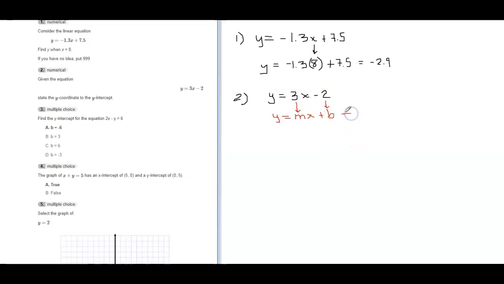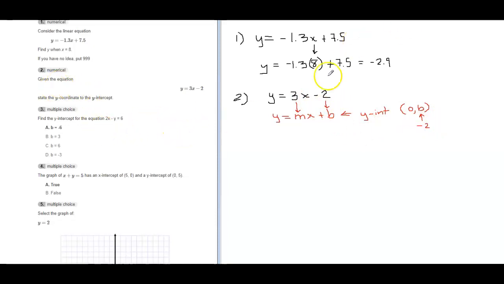The name for b is the y-intercept. The y-intercept is that point that is on the y-axis, and the point looks like this. And they're asking you for this number right here, for b. And who's my b? Negative 2. And that's how you do problem number 2.